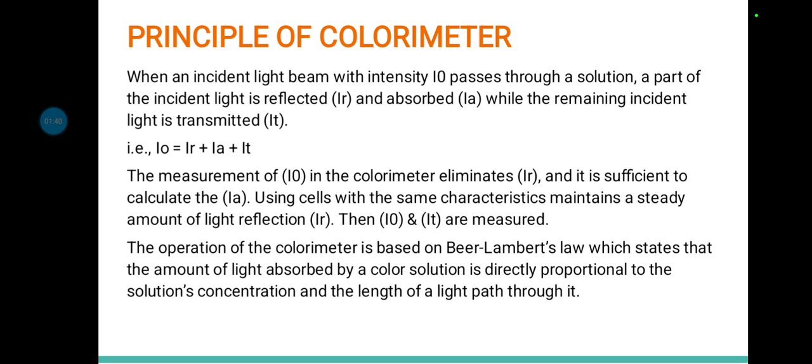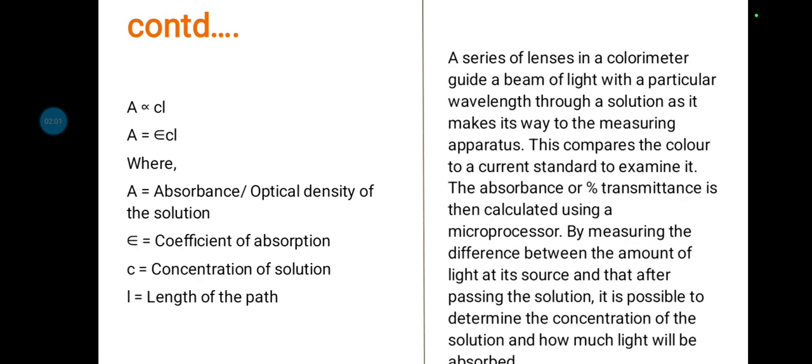Then I0 and IT are measured. The colorimeter follows the principle of the Beer-Lambert law, which states that the amount of light absorbed by a colored solution is directly proportional to the solution's concentration and the length of the light path through it. That is, absorbance is directly proportional to C and L.